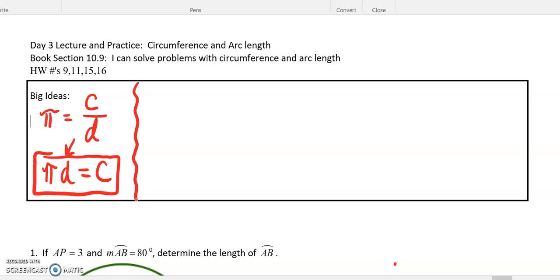So from this concept, now that we have a relationship to calculate the distance around the circle entirely, we want to look at a partial distance, which is called arc length. So we're not looking at the whole circle. If I have a circle and a central angle with measure x, this would be x degrees. Because this is a central angle, I know that the measure of my arc in degrees is equal to the measure of the central angle.